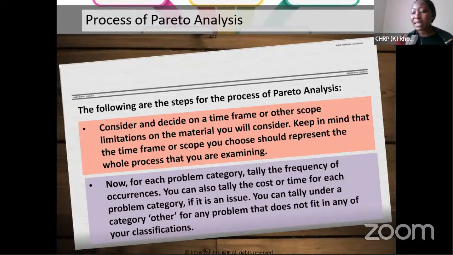Once you determine the time frame and the scope, then you tally each of the problem categories. If it's errors or defects, you know how you tally, where you put 1, 2, 3, 4 bars and cross with the 5th one. That is merely tallying the frequency, so that you can put this data into the chart. What you're tallying is the frequency of occurrence, maybe the cost, the time it took to do something, or anything that will fit in your classification.